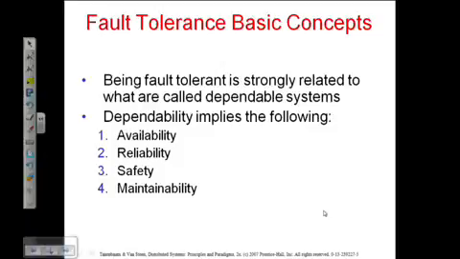So the fault tolerance, it's all about availability, reliability, safety, and maintainability. Okay, so what this means is availability means even if things go up and down in the internal system, the system can still function.